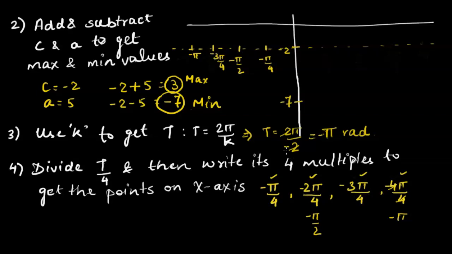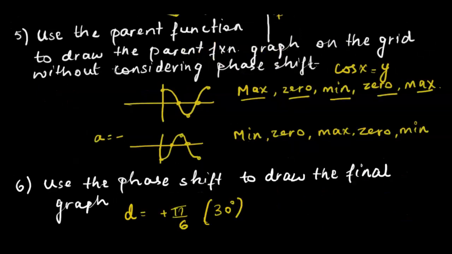So when we divide time period by 4, that is negative pi by 4. That gives us the first point. Next is the second point, third point, and fourth point. These are the multiples of the first point. Next step is to use the parent function to draw the parent function graph on the grid without considering phase shift. Because this parent function was cosine, we would be drawing the points using the cosine graph. This is how we draw the cosine graph points if a is positive, and this is how we graph the cosine points if a is negative. Because our a was positive, we would make max point first, then 0, then min, then 0, then max.